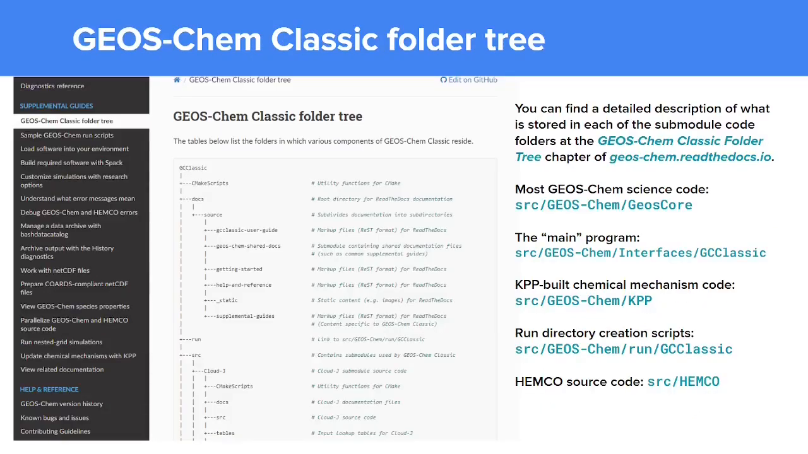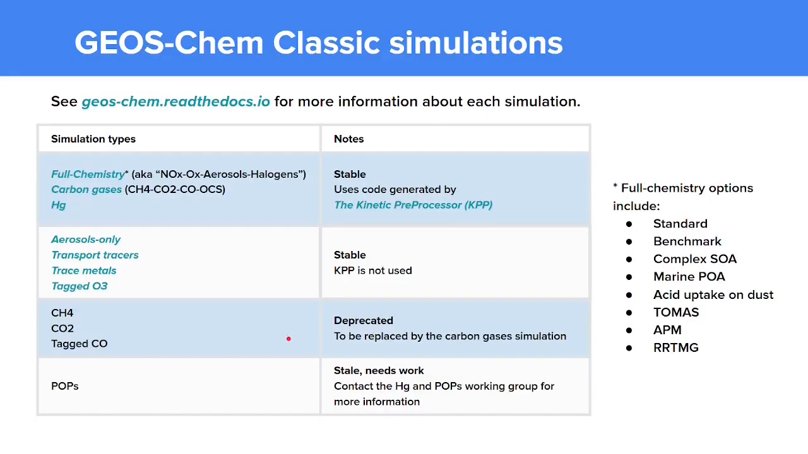We also have, on the Read the Docs, a folder tree that shows the directory layout, so you can take a look at this. I will say most GEOS-Chem science code is stored in the GEOS core folder, so it would be source GEOS-Chem, GEOS core. The main program is in this interfaces GC Classic folder. Any chemical mechanism code is in this KPP folder. Run directory creation scripts are in this run GC Classic folder, and the HEMCO emissions code, which we'll talk about in a little bit, is in source HEMCO. So I would recommend taking a look at the folder tree, and you can see the different directories.